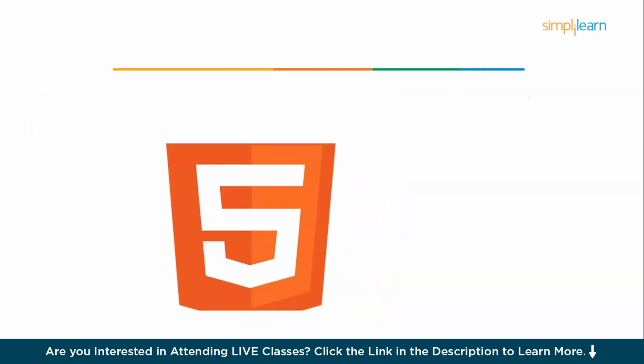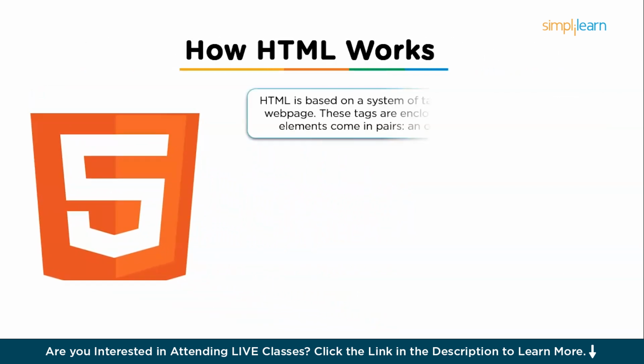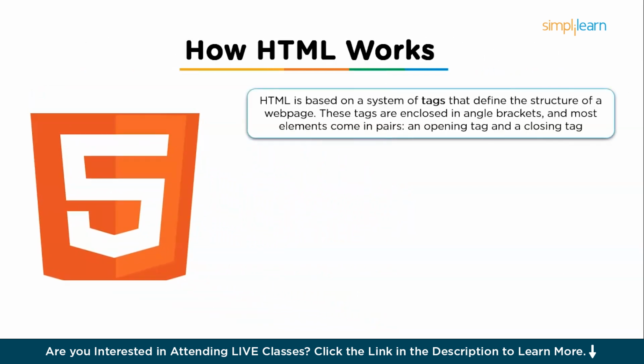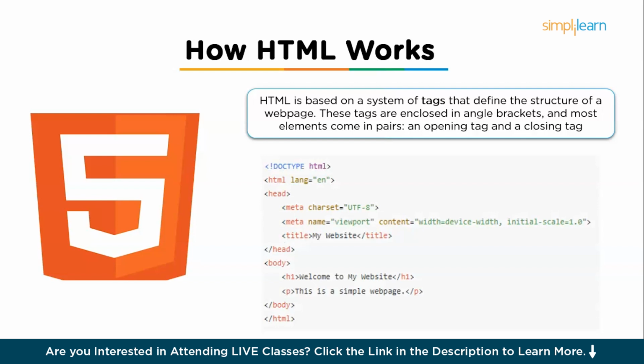So how does HTML work? HTML is based on a system of tags that defines the structure of the web page. These tags are enclosed in angle brackets like these, and most elements come in pairs, an opening tag and a closing tag. The content between these tags is rendered by the browser and displayed as a part of the website. HTML is typically organized into several key sections.